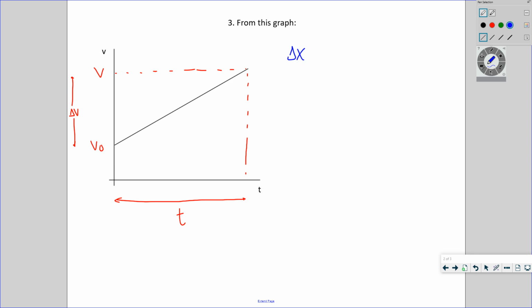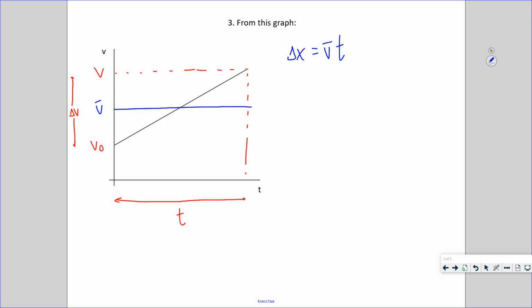Change in position is v average times t. Now there's a couple ways to express v average, but what's also important to note is, if we don't draw this quite yet, watch this part. The v average, because this is a constantly varying function, the velocity as a function of time varies constantly, the average value of v is right there. And so if we do v average times t, that's the same exact thing as finding the area of this shape.